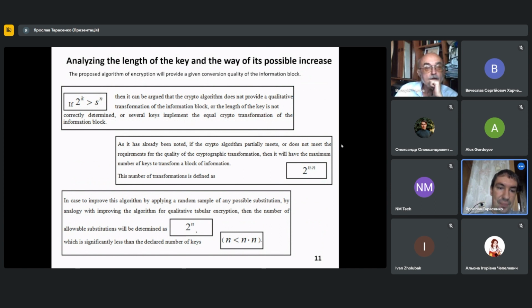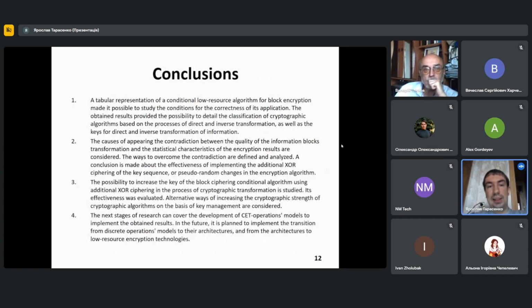In the case of improving this algorithm by applying a random sample of any possible substitution, by analogy with improving the algorithm for qualitative tabular encryption, the number of allowable substitutions will be determined as 2 to the power of n. So, in the work, a tabular representation of a conditional Lorenz algorithm of block encryption made it possible to study the conditions for the correctness of its application.